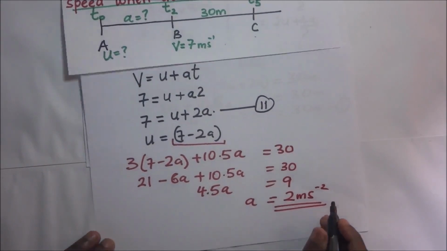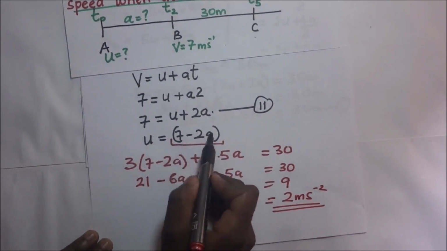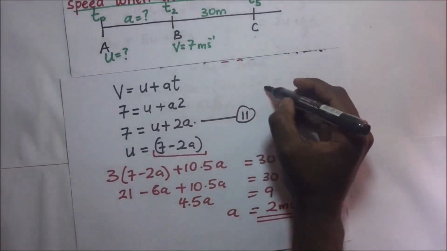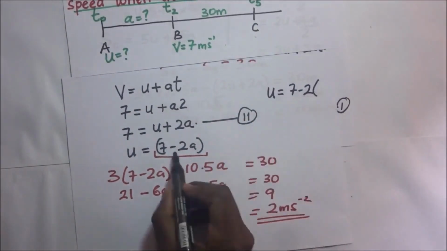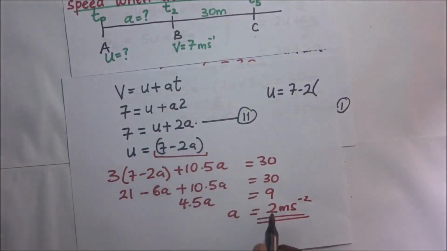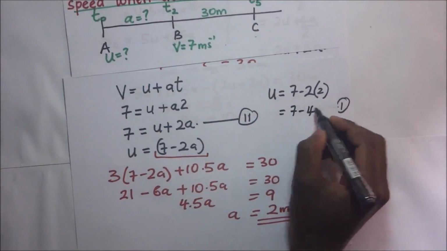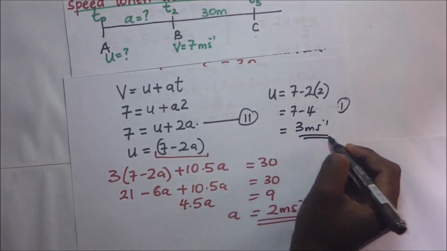So after getting our value of A as 2 meters per second squared, we can go ahead and substitute for the value of A here so that we're able to get U. So when we substitute our value of A there to get the value of U, we shall end up getting our value of U being equal to 7 minus 2A. 7 minus 2A, A is 2, so 2 times 2, giving us 7 minus 4, and we have our value of U as 3 meters per second.